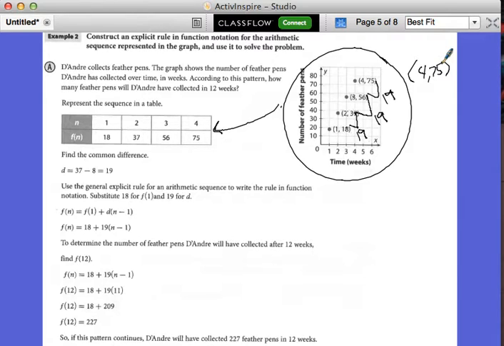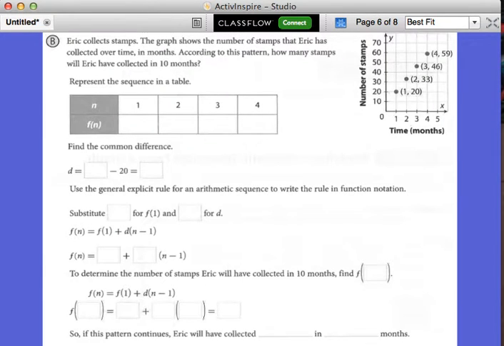All right, again, you're going to create your explicit rule, so you need to know the common difference is 19. You need to know that your f of 1 is 18. Okay? And then you plug in 18 for your f of 1, and you plug in 19 for your common difference. Right? So we have to look at the information in this, not just how we put the information to use. So looking at the next problem, I have Eric who collects stamps, and the graph shows the number of stamps that Eric has collected over time in months.